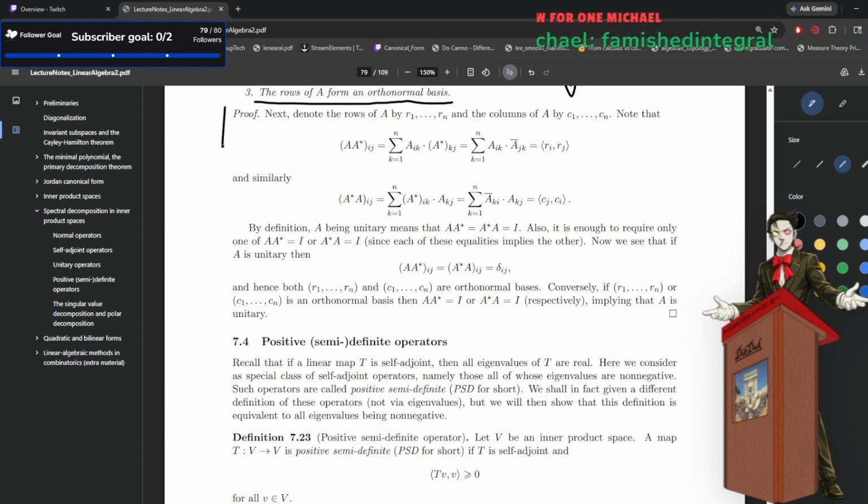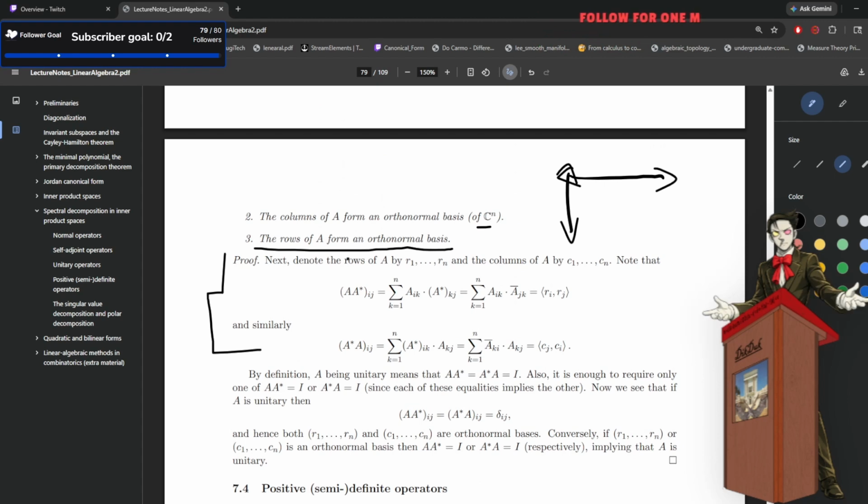Proof. Next, we just started. Denote the rows of A by R1 through Rn, and the columns of A as C1 through Cn. Note that (AA*)ij is the same as the sum of Aik times (A*)kj, which is the same as Aik times the conjugate of Ajk. Why? Because it's transposed. We move kj to jk and conjugate it, which is what the definition of this starring does, which is the inner product of row i with row j.